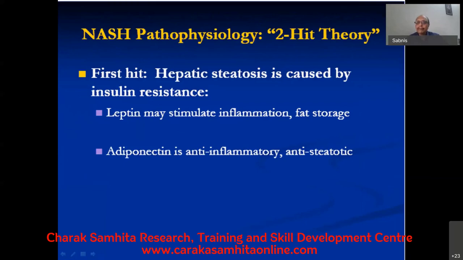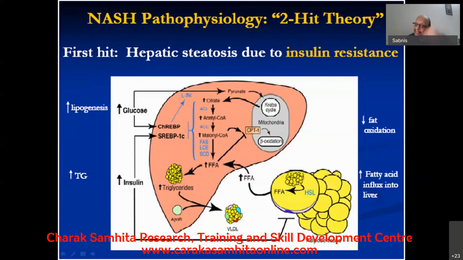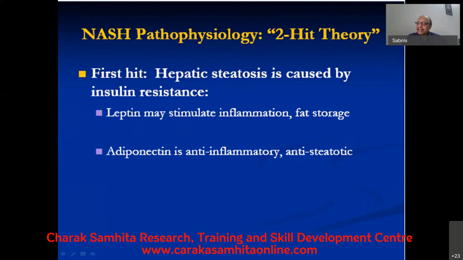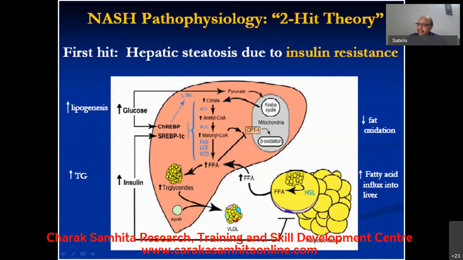So in fatty liver, the first hit is insulin resistance at the hepatocyte level. And you can see that there is a reduction in fatty acid oxidation. There is an increase in the fatty acid influx into the liver. There is increased lipogenesis. There are increased triglycerides. And all is due to the increased insulin resistance. And the first hit is at the hepatocyte level.